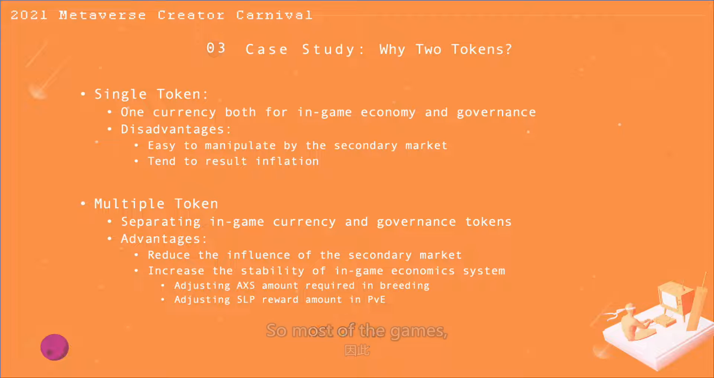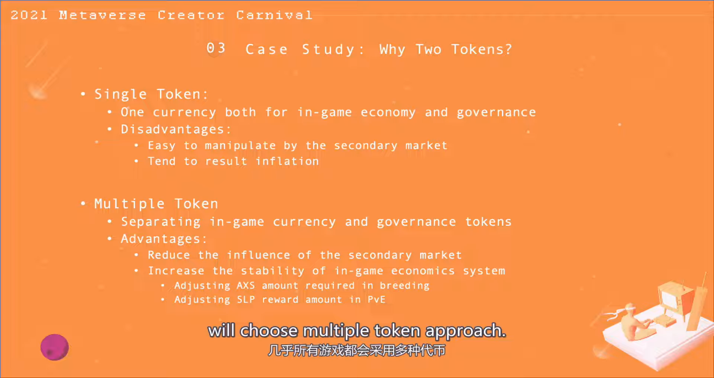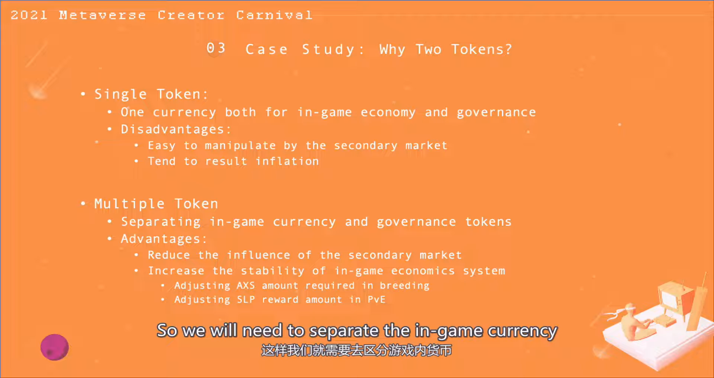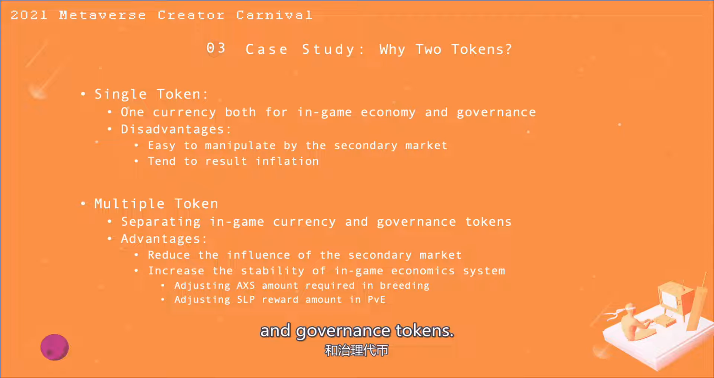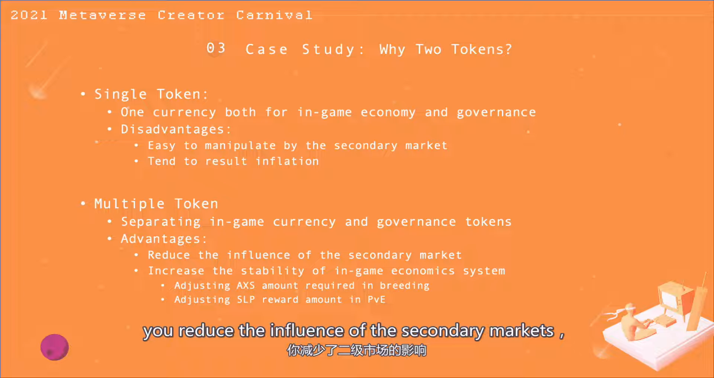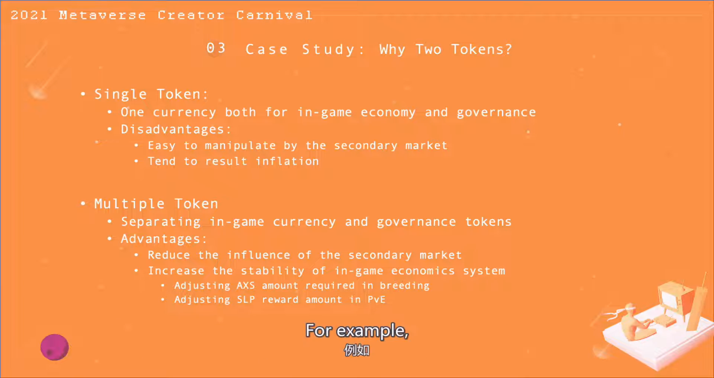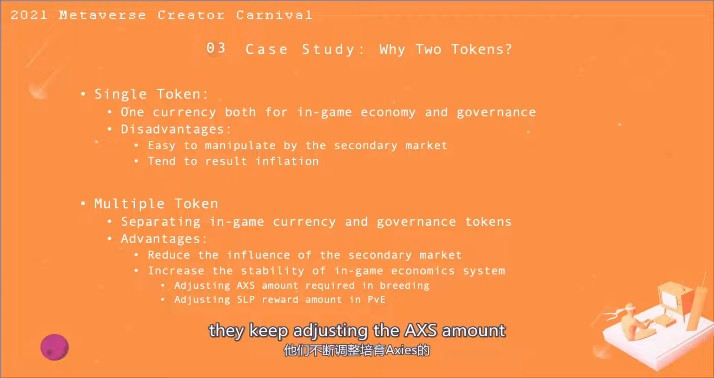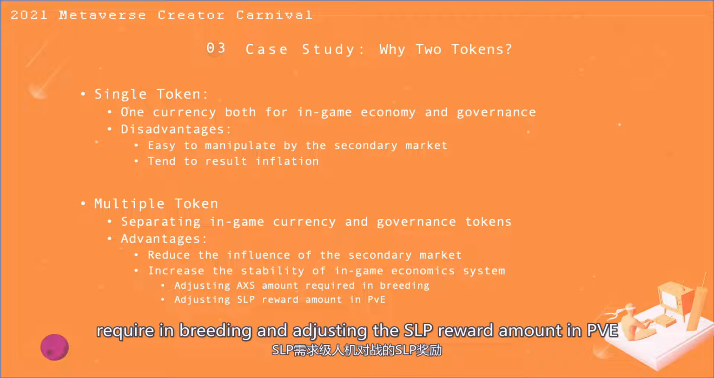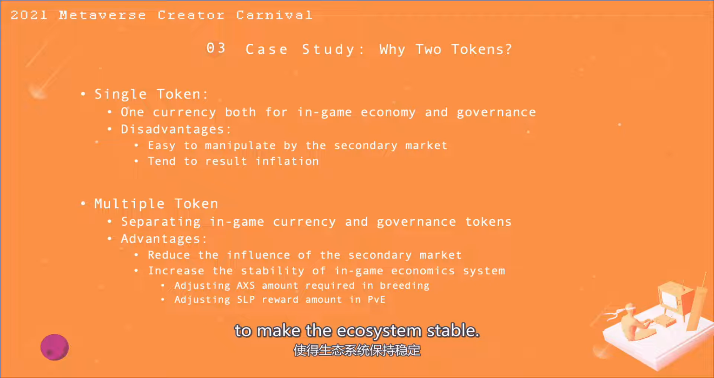So most of the games, in fact, will choose multiple token approach. So we will need to separate the in-game currency and governance tokens. The advantage are, first of all, you reduce the influence of the secondary market and will also increase the scalability of in-game economic systems. For example, in AC Infinity, they keep adjusting the AXS amount required in breeding and adjusting the SLP reward amount in PvE to make the ecosystem stable.